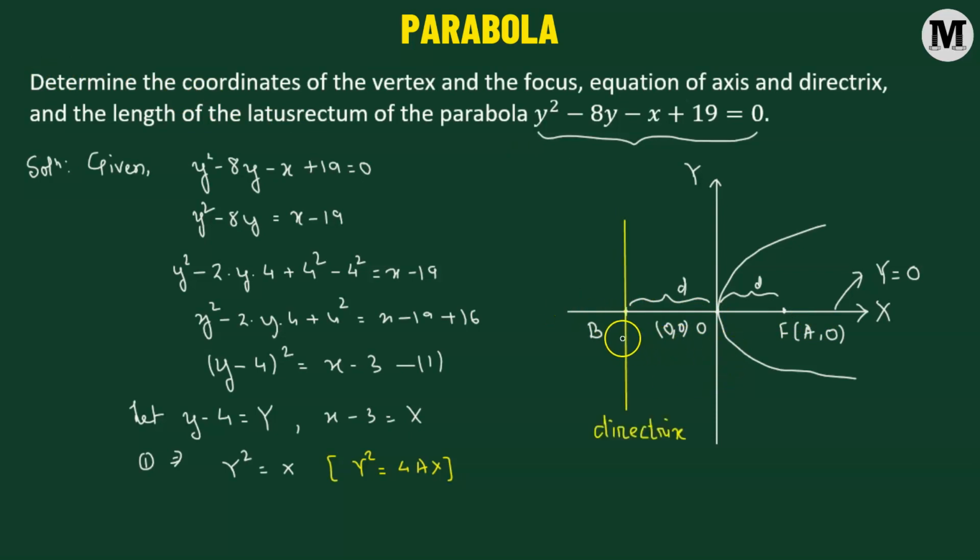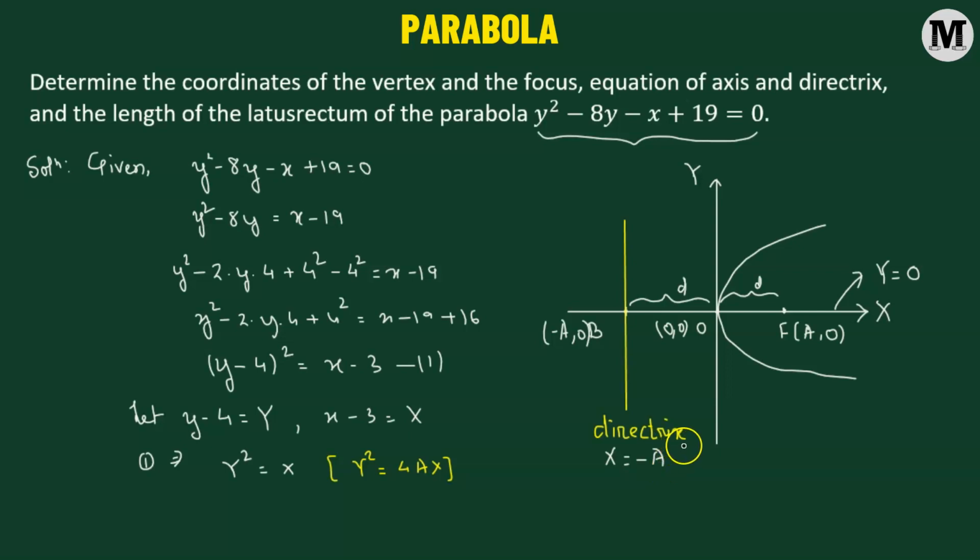Now we can also define the coordinates of point B. The coordinates of point B are going to be negative a, 0, since it is equidistant from the vertex. Now that we have the coordinates of point B, we can also define the equation of the directrix. The directrix is the line parallel to the y-axis and passing through the point x equals negative a. So its equation is given by x equals negative a.